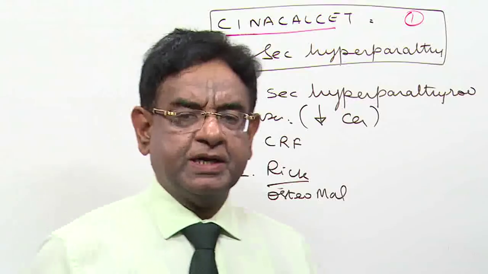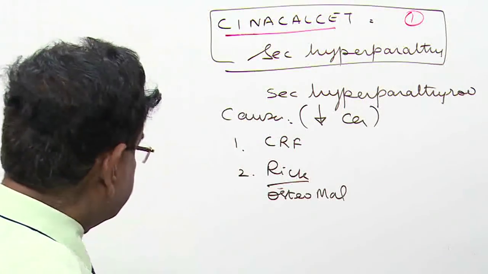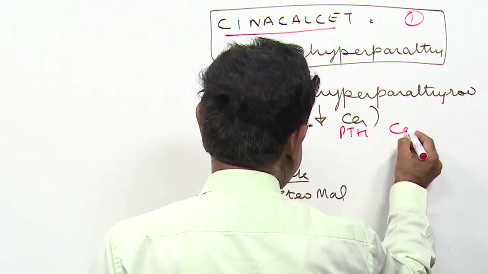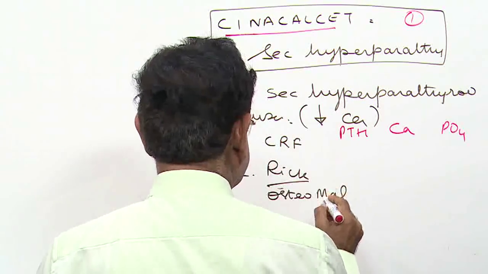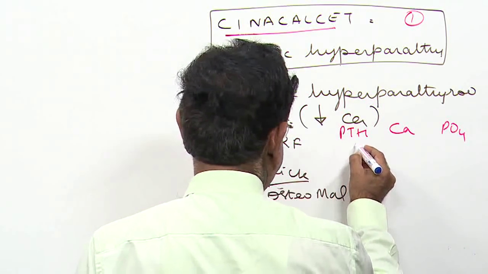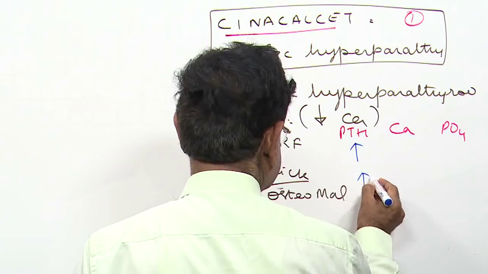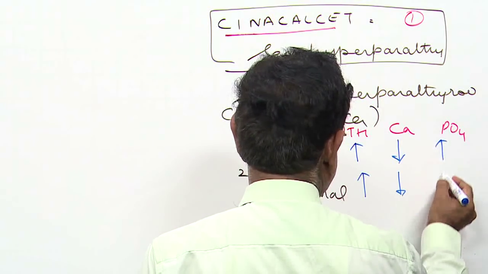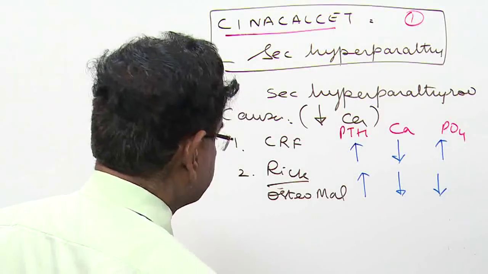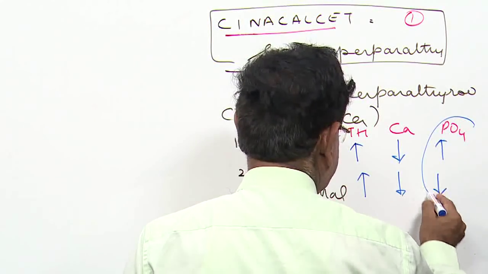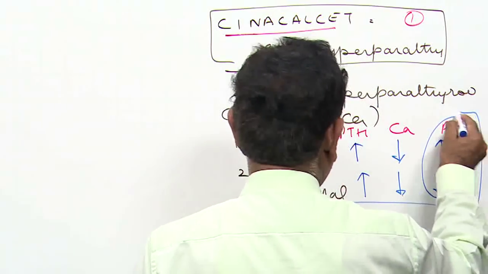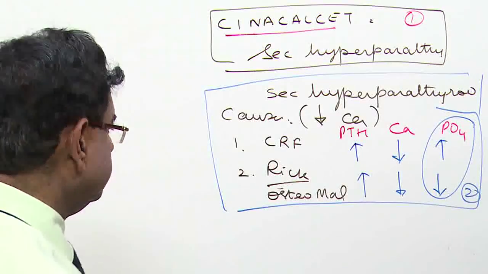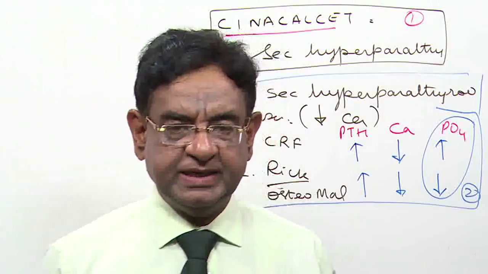Now, in both the conditions you get secondary hyperparathyroid. But what is the difference? What happened to PTH? What happened to calcium and what to phosphate? In both the conditions, PTH level is increased. Calcium is reduced. But in CRF, phosphate is high, and in rickets and osteomalacia, the phosphate level is reduced. This is a very, very frequently asked question. This is box number 2. Secondary hyperparathyroid is seen in such conditions.